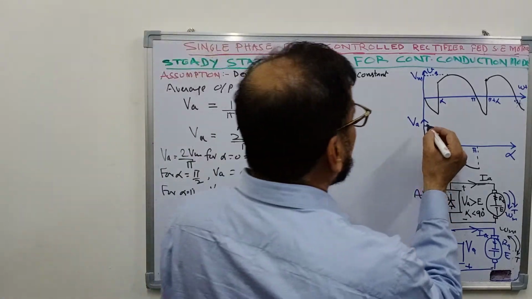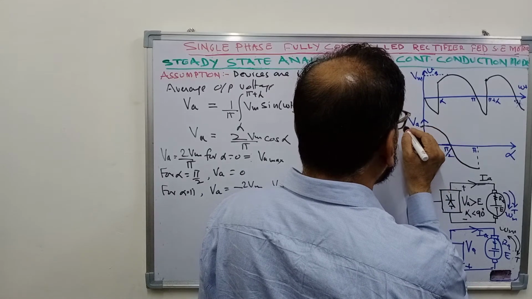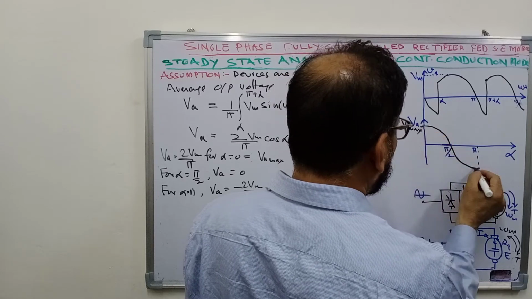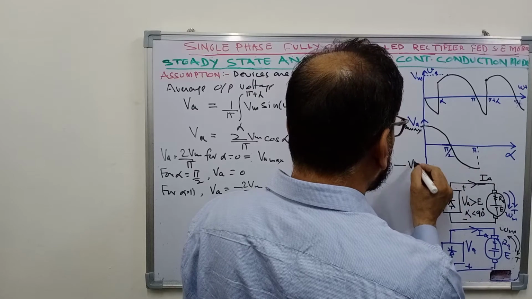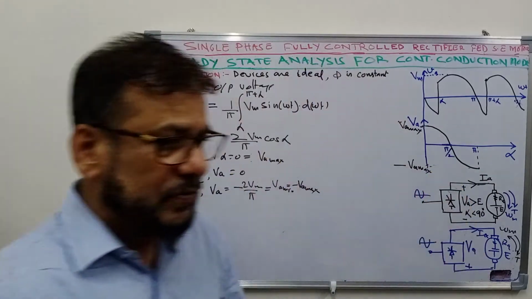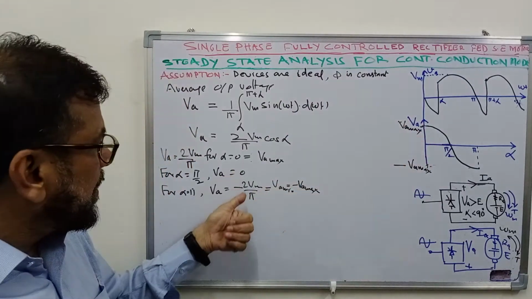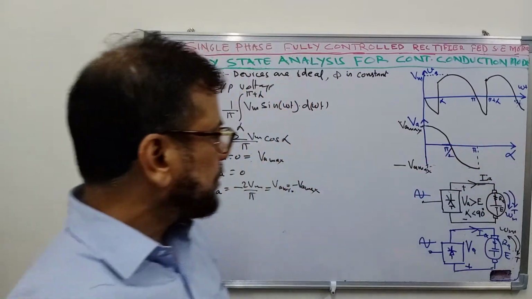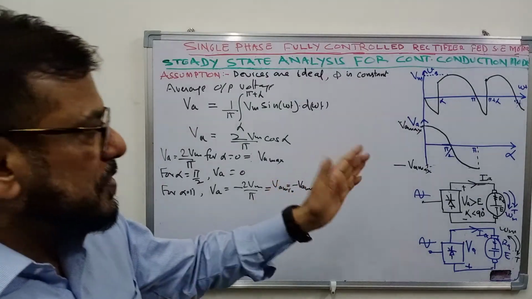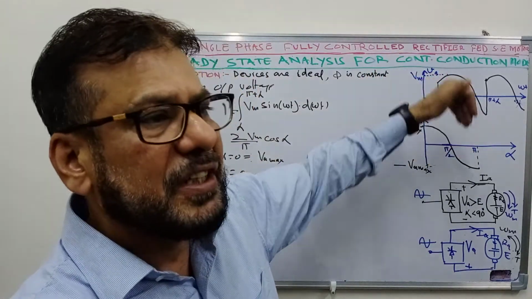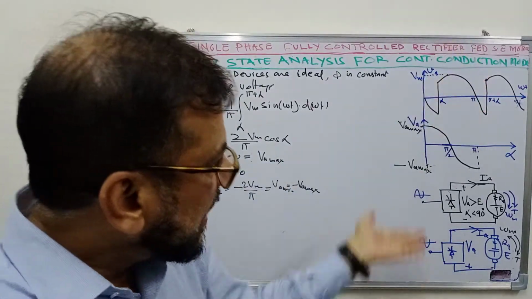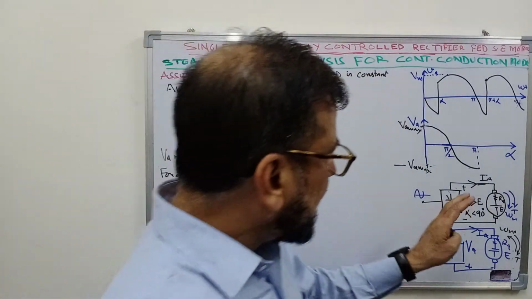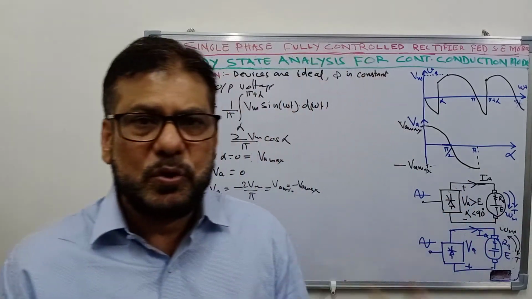So, output voltage will be Va max, that is equal to 2 Vm by pi, and it will be Va min, that is minus Va max. Output voltage varies from Va max, that is 2 Vm by pi, to minus 2 Vm by pi, as alpha is varied from 0 to pi radians. This means that there are two situations: once Va is greater than 0, that is positive, and when Va is less than 0, that is negative. Accordingly the machine can behave in two different quadrants.